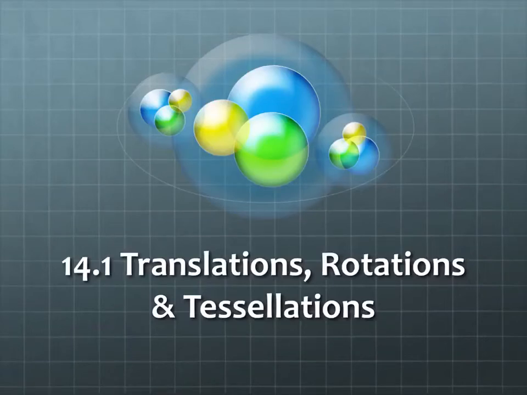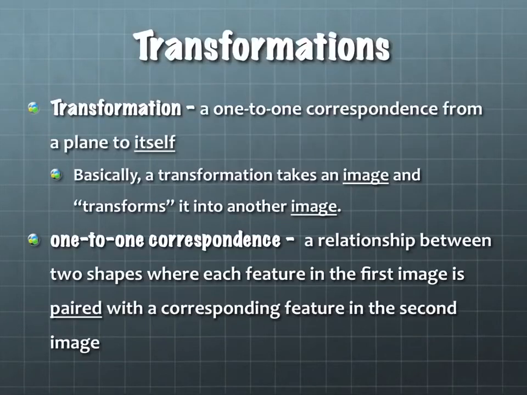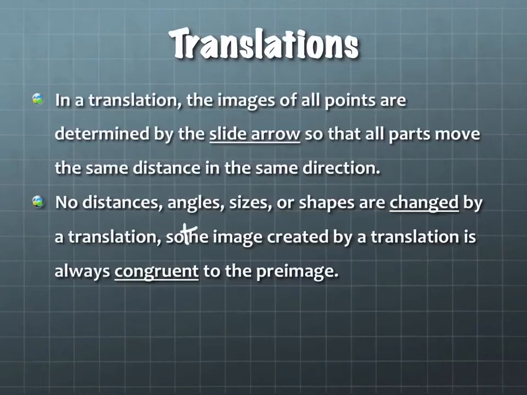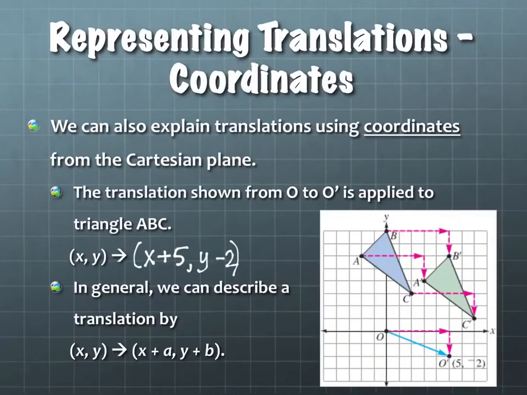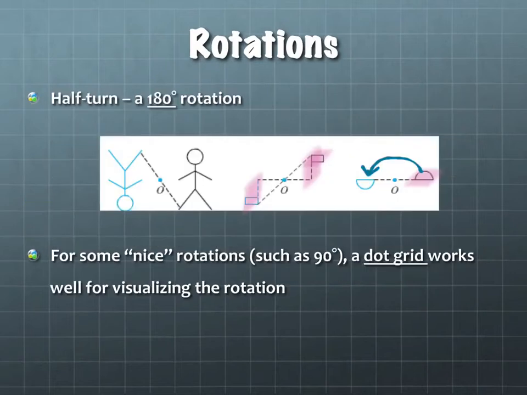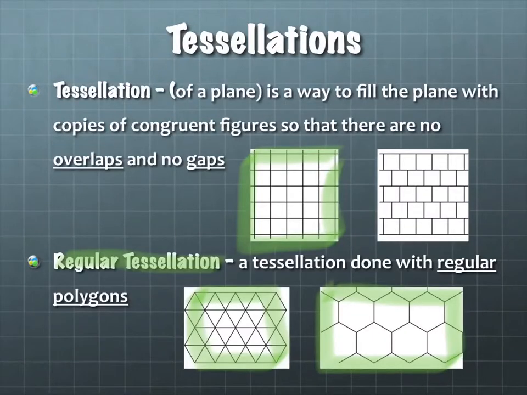All right, last time we started section 14.1, and in particular we took a look at translations, rotations, and we just started looking at tessellations. So let me jump back in with you to tessellations. If you remember, tessellations are a shape that fills the plane with no overlaps and no gaps.